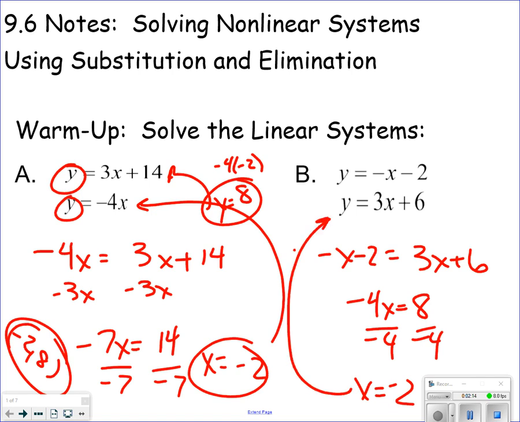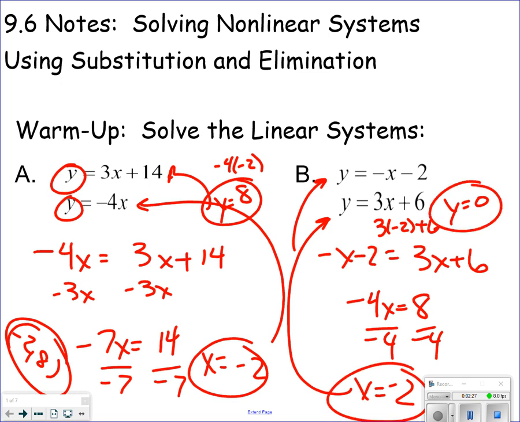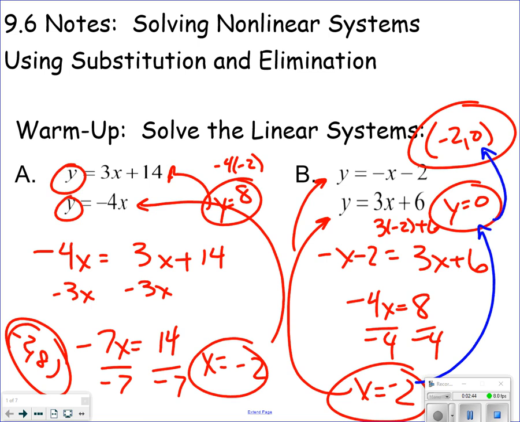Putting that back into one of these two equations, I'm going to do the bottom one here. 3 times negative 2 plus 6, I get y to equal 0. So if x equals negative 2 and y equals 0, then that is the point negative 2, 0. Again, these are two lines that cross, and they cross at the point negative 2, 0. That's why I don't like leaving my answers separate, because I like understanding that this is the x, this is the y, and therefore that is the point.